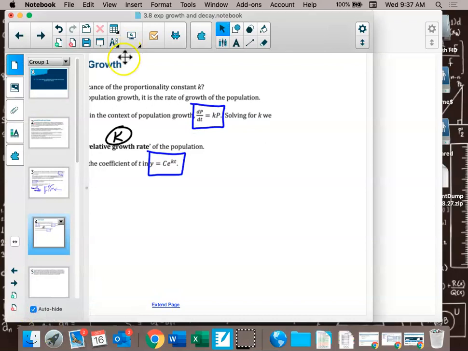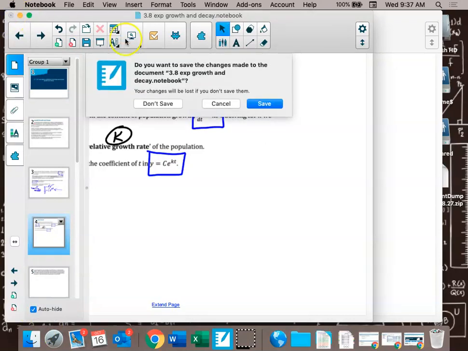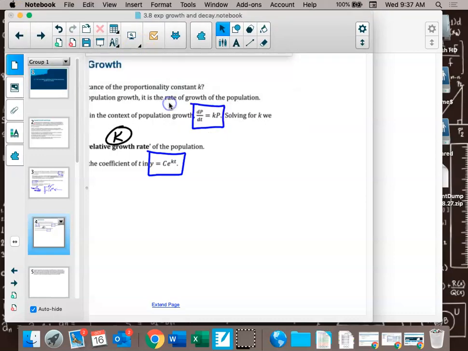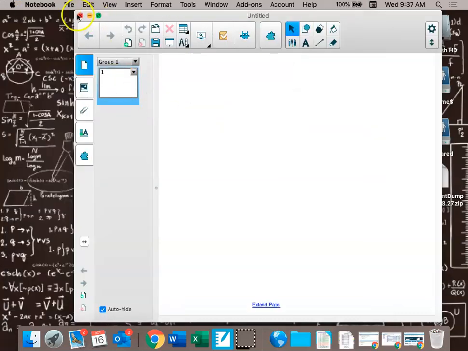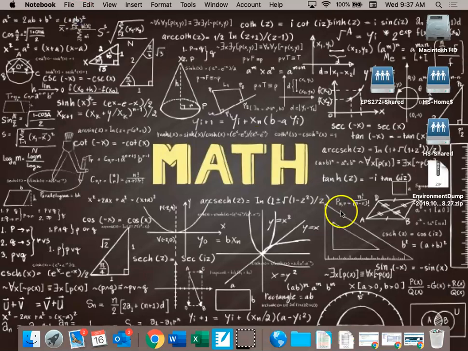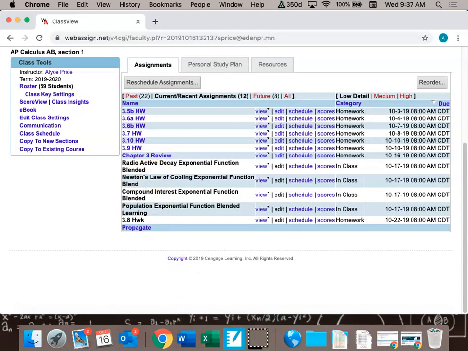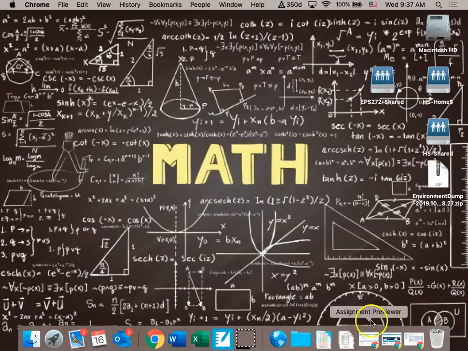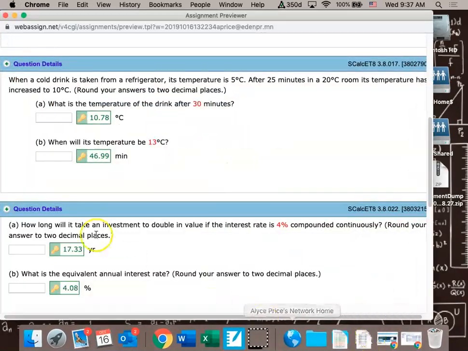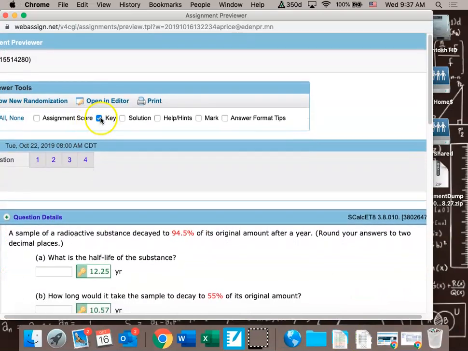I think this is the first time I used my laptop to calc. Really? Yeah. All right. Oh, wait, I don't want that. I want that. I'm going to turn off the key.